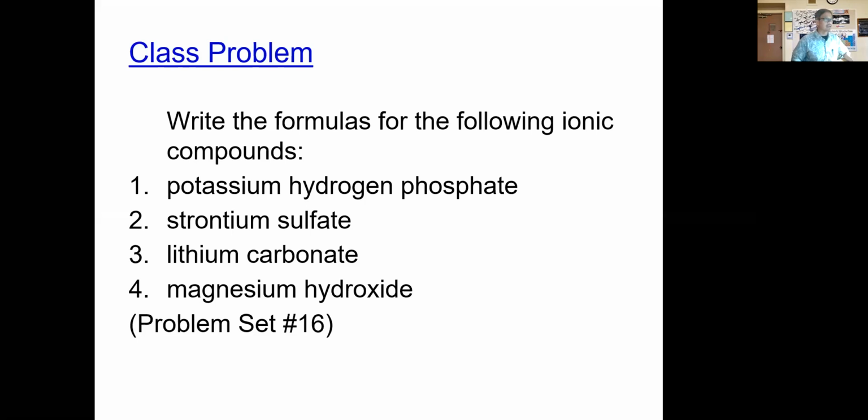So let's take a look at the very first one, number 1 here. We have potassium hydrogen phosphate. So that is the name of the compound. Like I said, initially what you want to do is recognize that this is not a binary compound. That compound right there should tell you that this is not a binary compound.